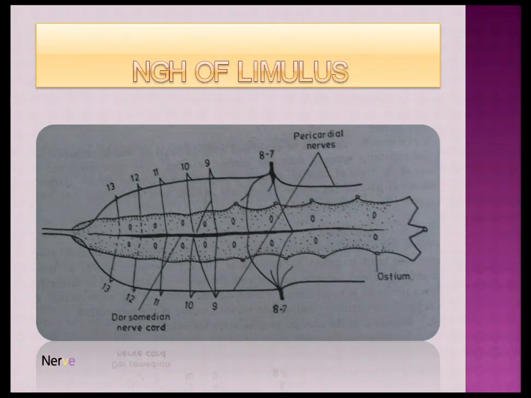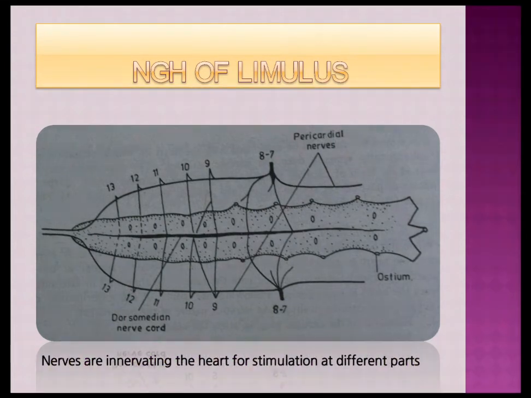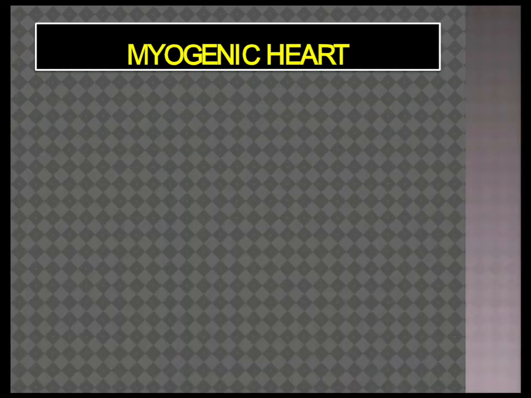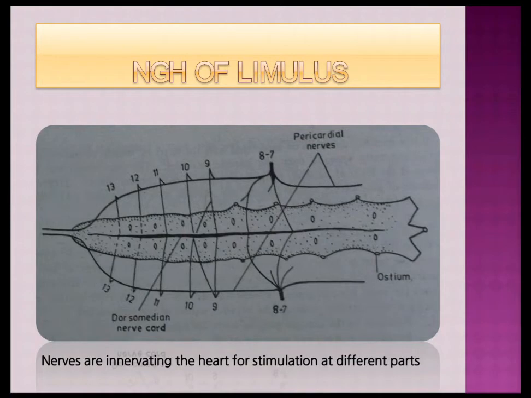Now, if I go further, the nerves innervate the heart for stimulation at different parts. Here you can very well see the nerves from the 7th and 8th ganglia are going to this side of the heart and penetrating this side of the heart. And the 1 to 6 ganglia are not present over here. If I go further in this particular heart, the ganglionic nerve cell number 9 is penetrating with its nerves onto this particular site. So what will happen?